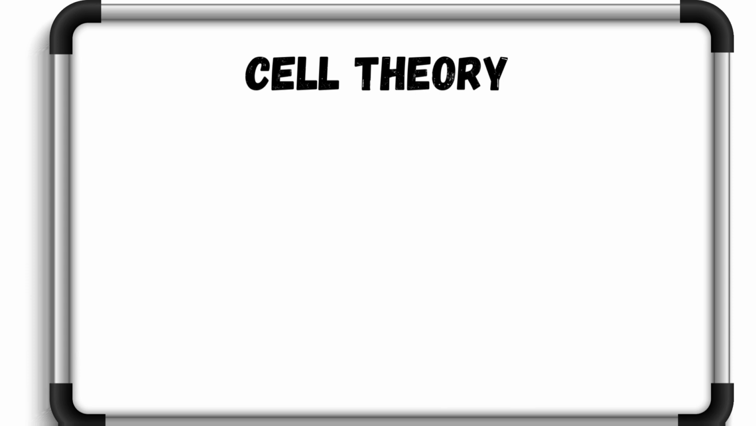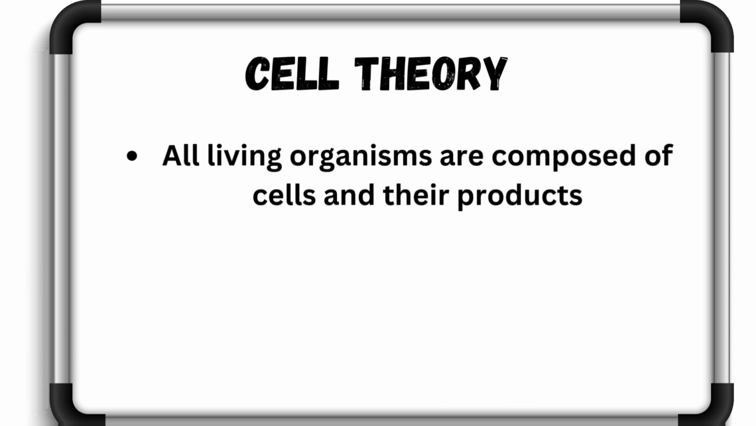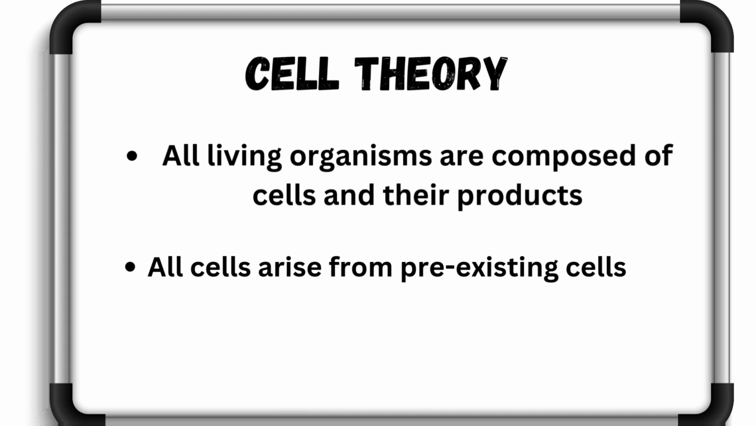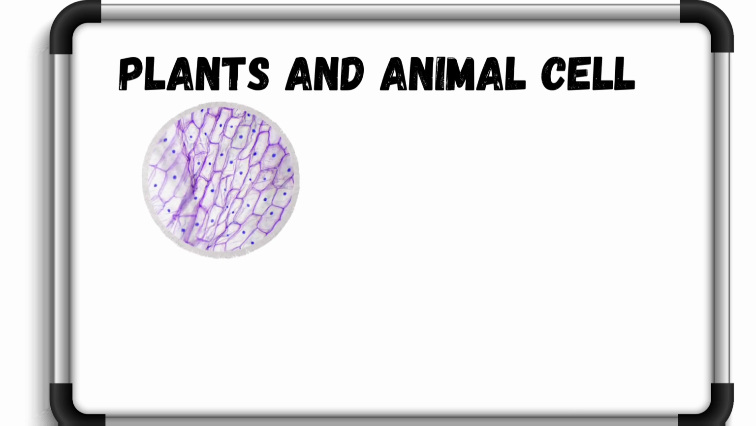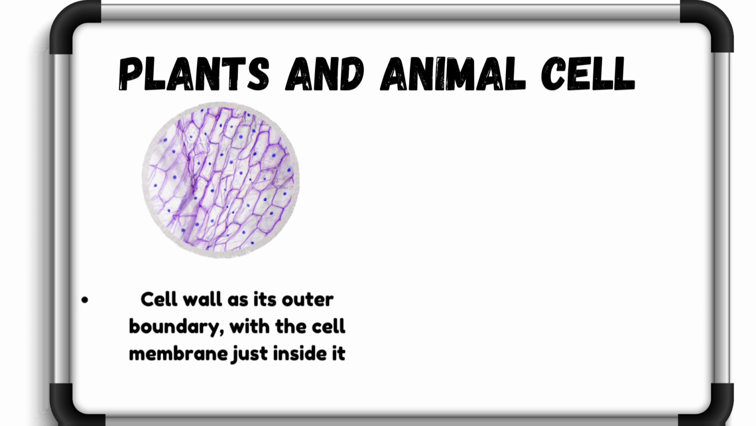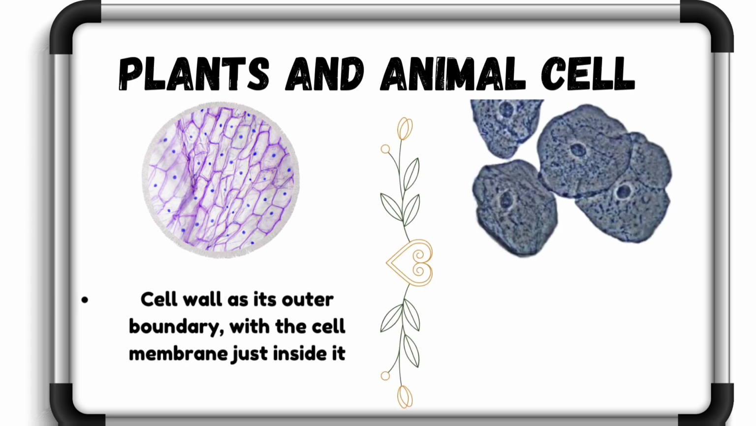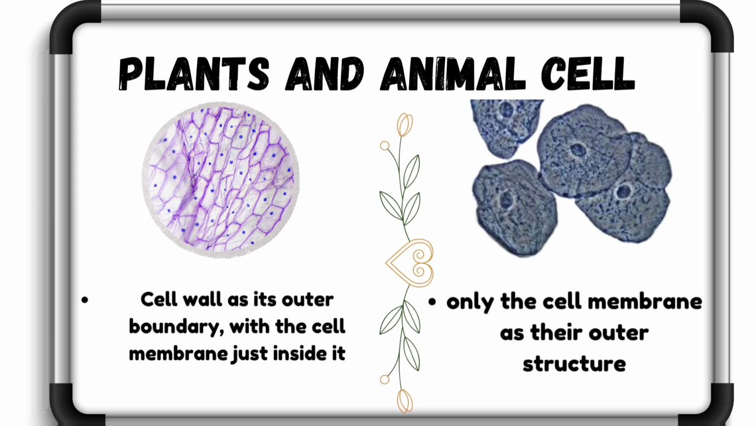Today, the modern cell theory states, all living organisms are made of cells and their products. All cells arise from pre-existing cells. Now let's compare plant and animal cells. If you look at an onion peel under a microscope, you'll see plant cells with a rigid cell wall surrounding the cell membrane. But if you examine human cheek cells, you'll notice that they lack a cell wall and have only a cell membrane as their outer covering.